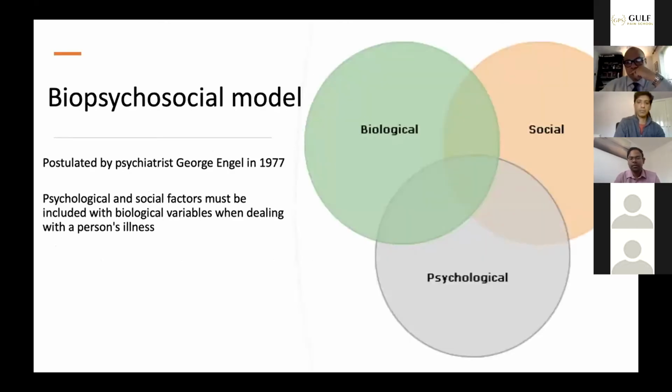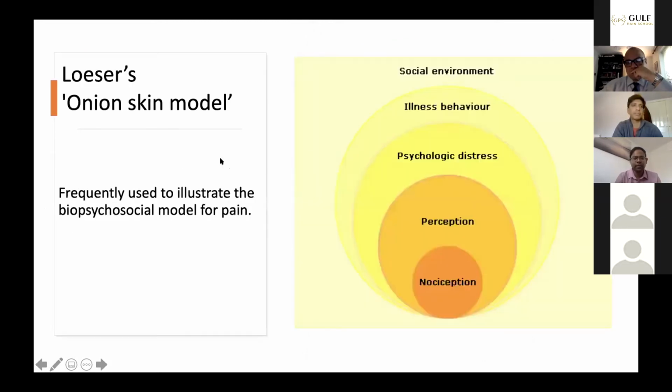The biopsychosocial model was historically postulated by a psychiatrist, George Engel, and it includes all three components, the biological, psychological, and social components, which are all interlinked. The onion skin model is also used to depict the biopsychosocial model.